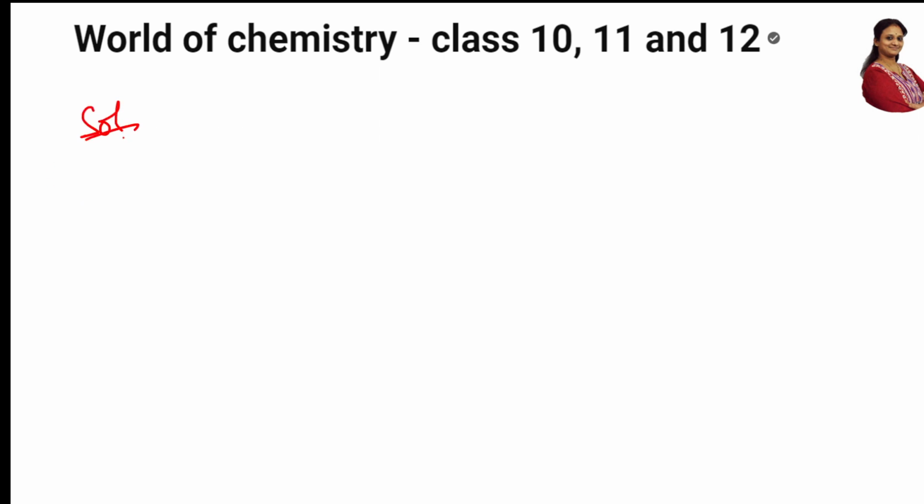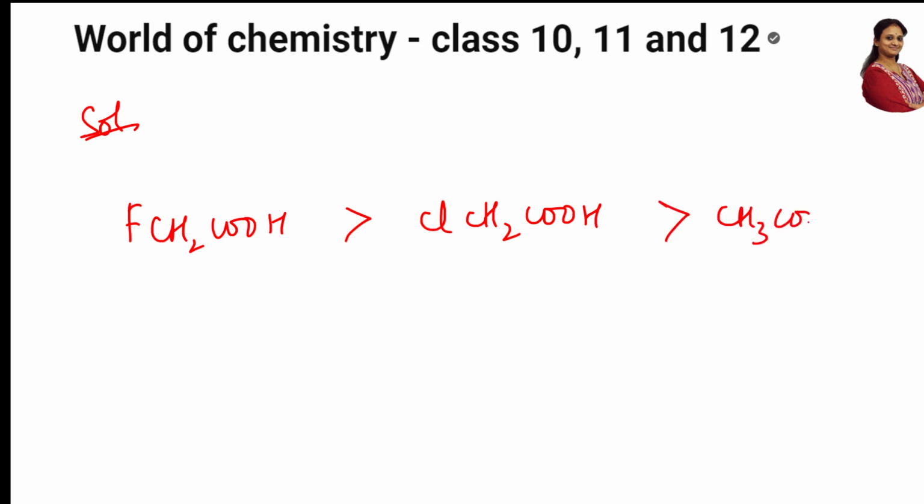Now let us write the order. First, FCH2COOH is more acidic because of more electronegativity. ClCH2COOH is the second one. Third, CH3COOH, and CH3CH2OH the fourth. And this is more electron releasing, that's why it is less acidic. This is more electronegative, that's why it will drag the electron density and become more and more acidic.